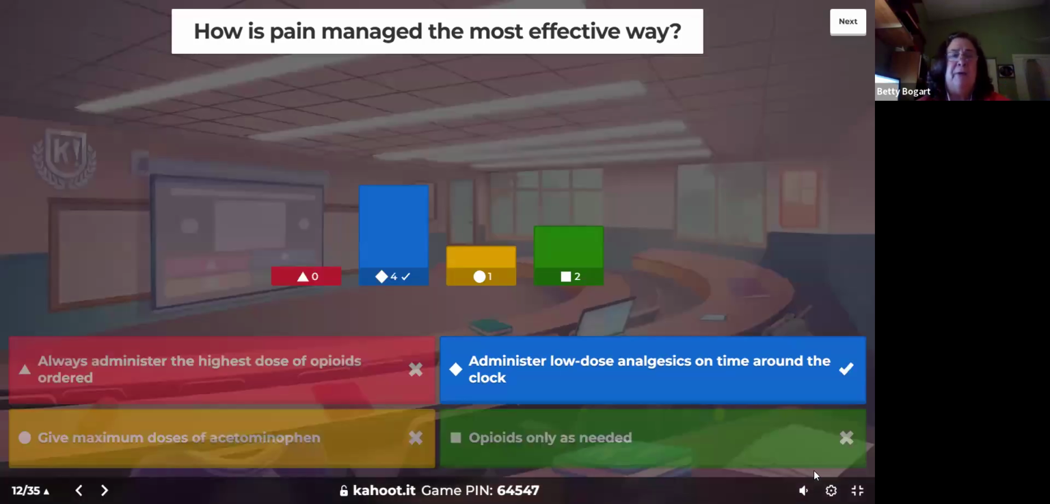So the one thing about pain is, and it does work very well, low dose analgesics on time around the clock. That's not, oh, I'm hurting, PRN, let me give something. That means if it's every 4 hours, give it every 4 hours, but a low dose. And that keeps a continuous amount of medicine on that child so they don't have this breakthrough pain. It is the best way, especially like a fractured femur or post appendectomy, where they have pain.